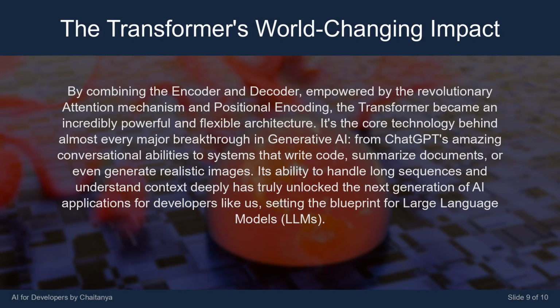By combining the encoder and decoder, empowered by the revolutionary attention mechanism and positional encoding, the transformer became an incredibly powerful and flexible architecture. It's the core technology behind almost every major breakthrough in generative AI. From ChatGPT's amazing conversational abilities to systems that write code, summarize documents, or even generate realistic images, its ability to handle long sequences and understand context deeply has truly unlocked the next generation of AI applications for developers like us, setting the blueprint for large language models, LLMs.